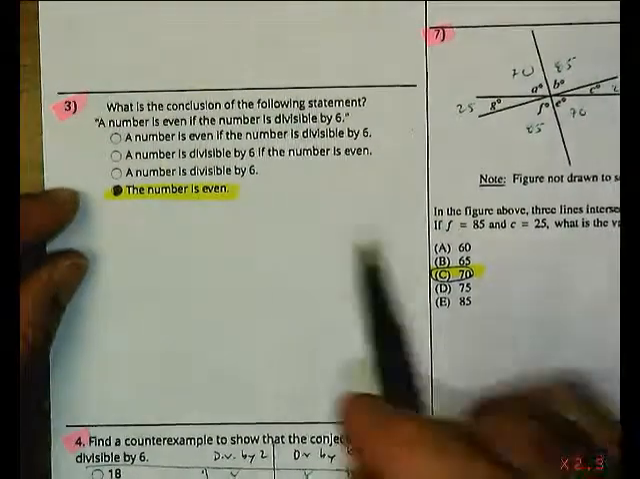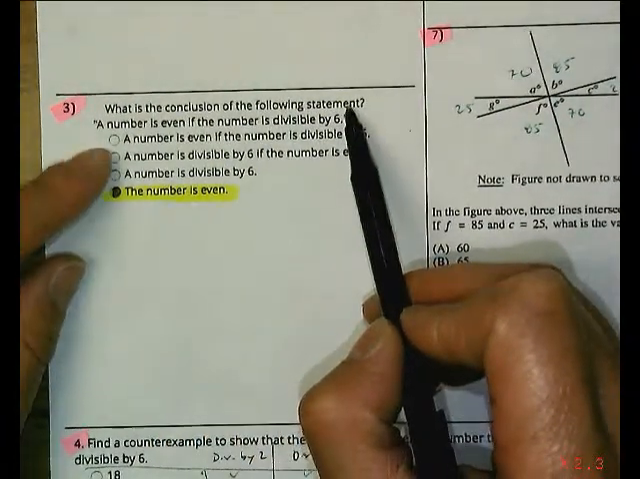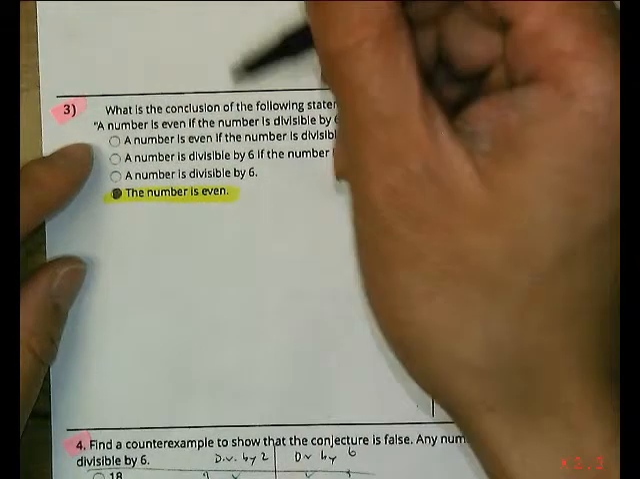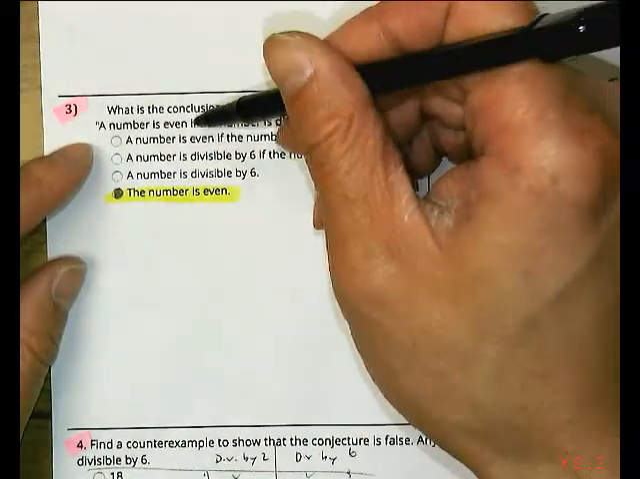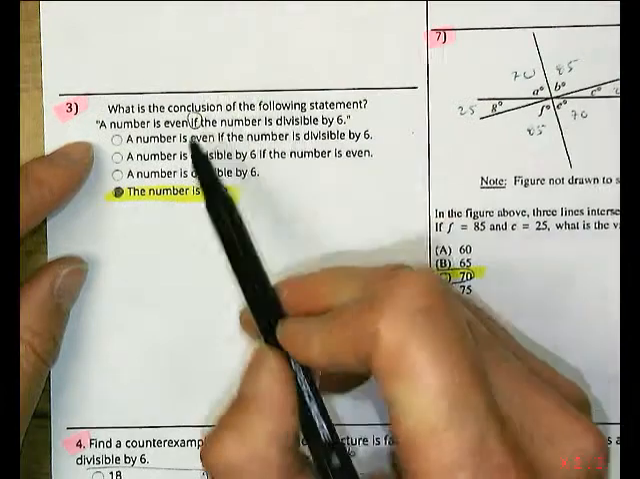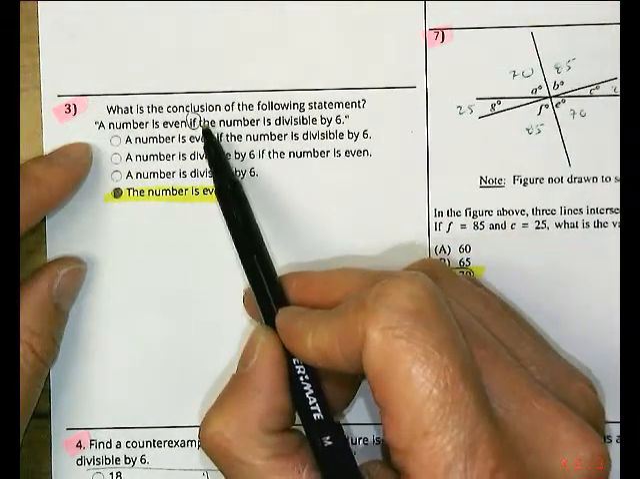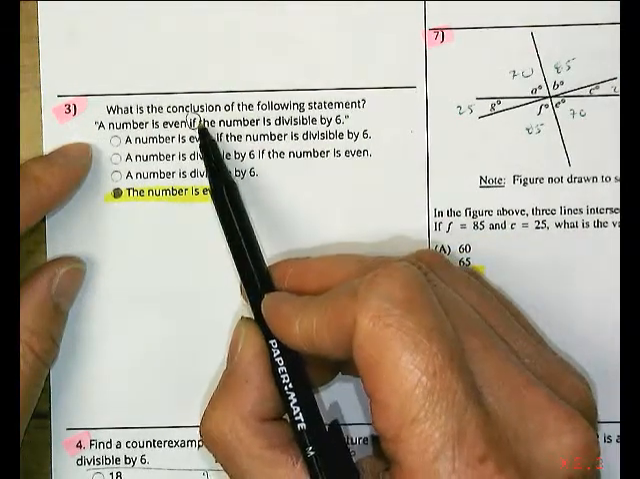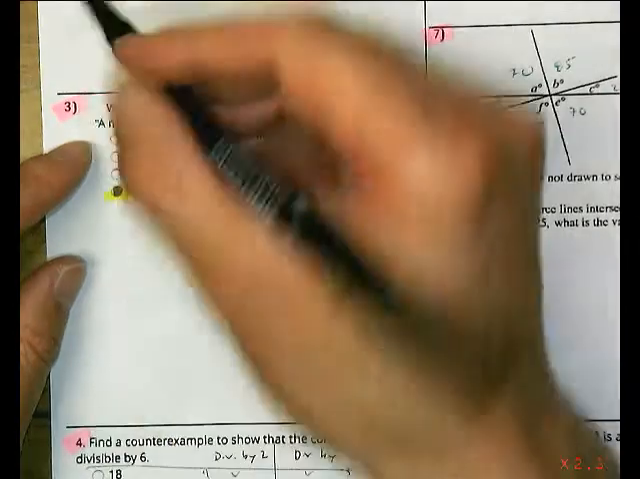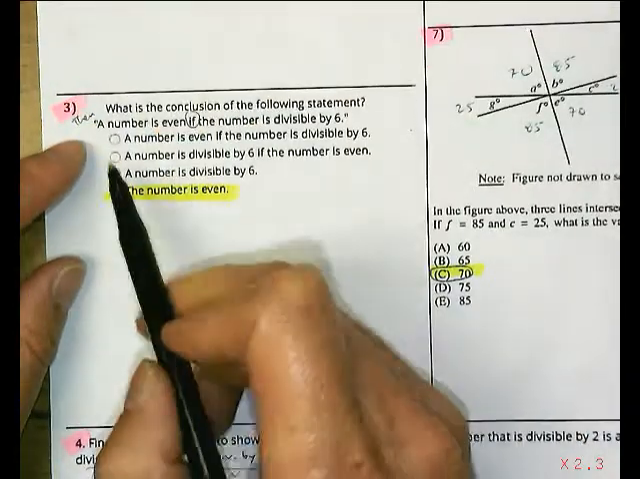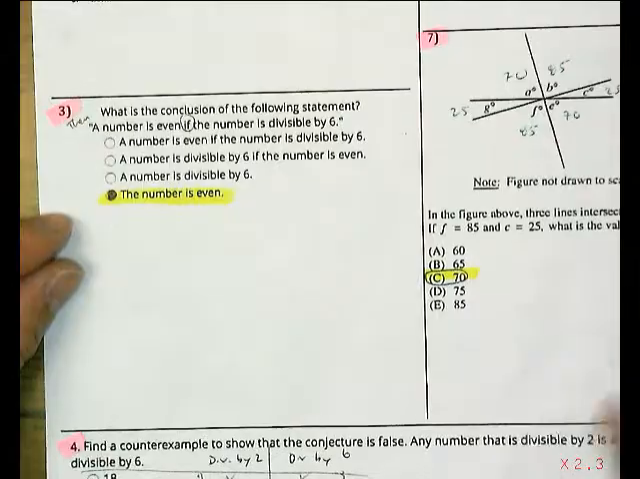Question number 3, what is the conclusion of the statement? Remember, we talked about the words if and then. So if you had to write the words if, there's that keyword right there. If the number is divisible by 6, that is my hypothesis, then my conclusion is really right here. Then a number is even. That would be the last choice.